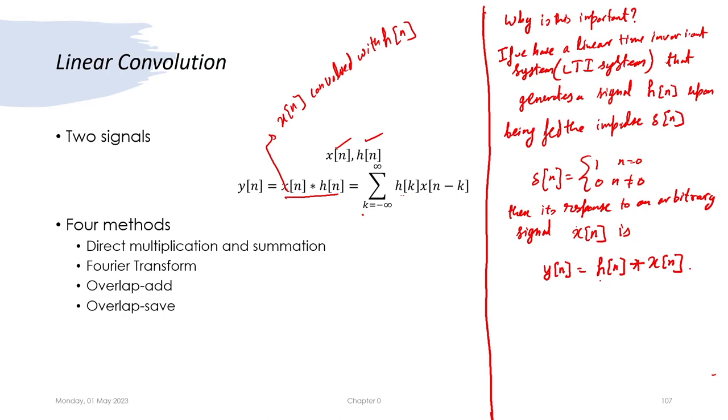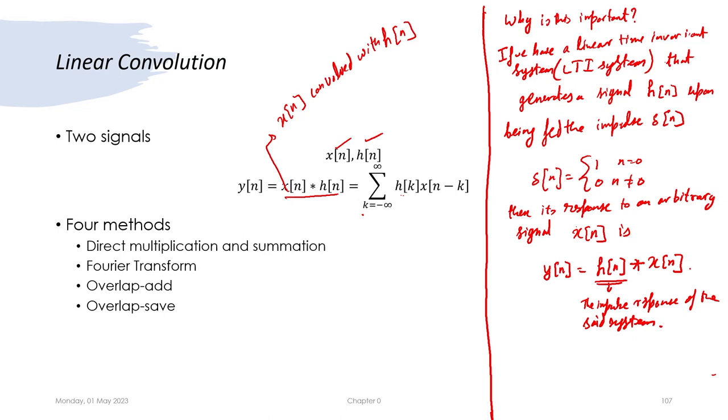So, if we have a linear time invariant system that generates h[n] upon being fed a unit impulse, then for any arbitrary signal x[n], its response will be h[n] convolved with x[n], and this h[n] is known as the impulse response of the system.